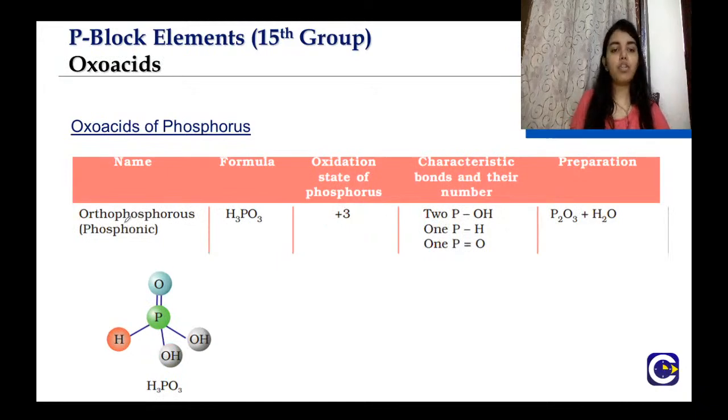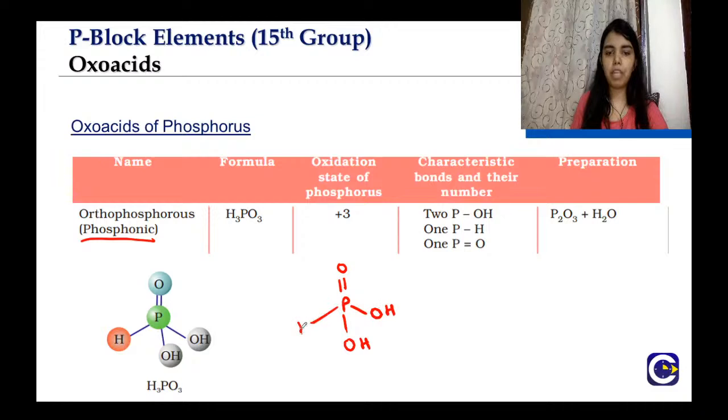Next you come on to orthophosphorus acid, also known as phosphonic acid, H3PO3. First draw P, double bond O, oxygen, oxygen. Now place hydrogen here, one hydrogen here, two hydrogen here. So the 3 oxygens are completed, but there are 3 hydrogens. So make one P-H bond here, right, as there are no hydrogens left. The oxidation state of phosphorus is +3.